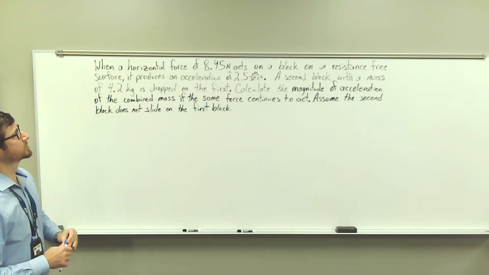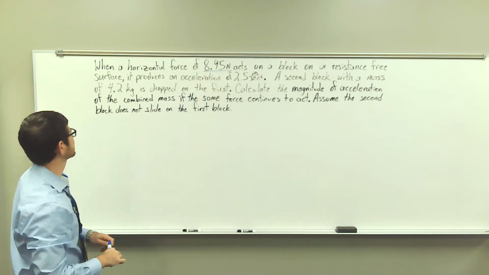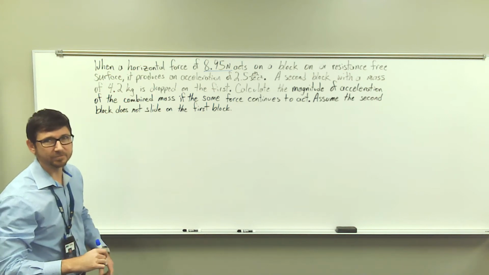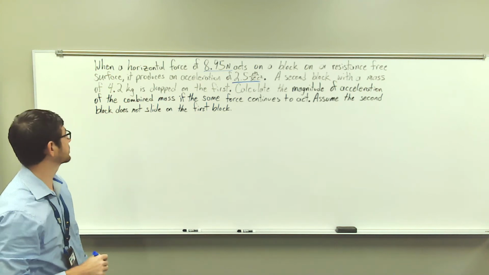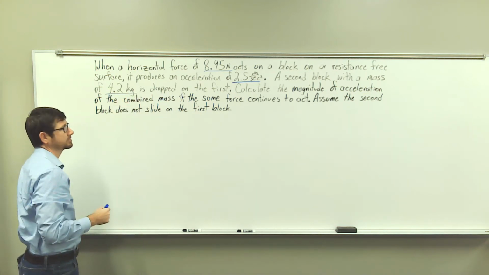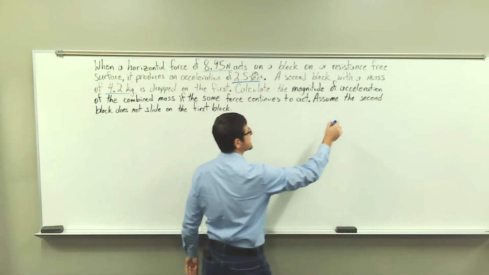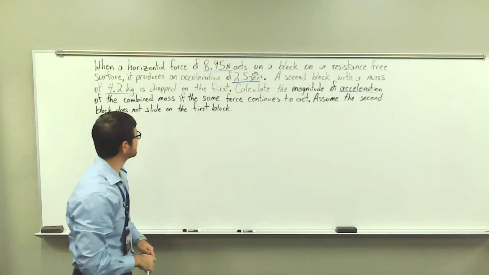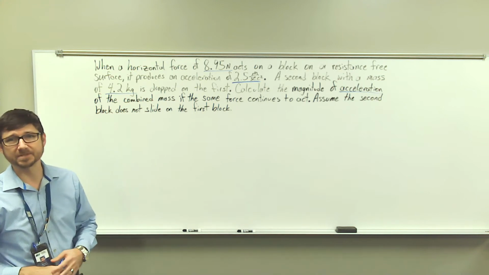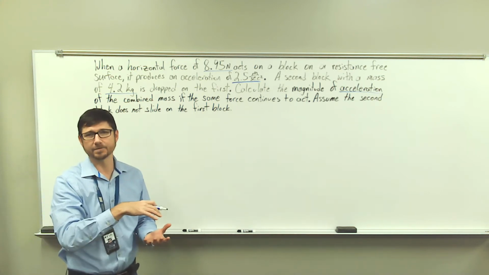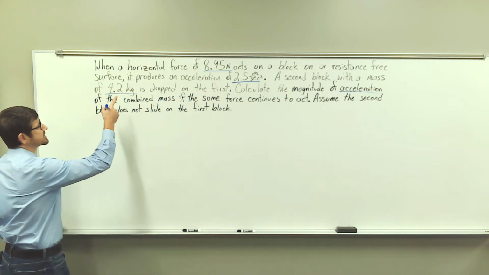When a horizontal force of 8.95 newtons acts on a block on a resistance-free surface, it produces an acceleration of 2.5 meters per second squared. A second block with a mass of 4.2 kilograms is dropped on the first. Calculate the magnitude of acceleration of the combined mass if the same force continues to act. And we are going to assume that the second block lands perfectly on the first and does not slide around.